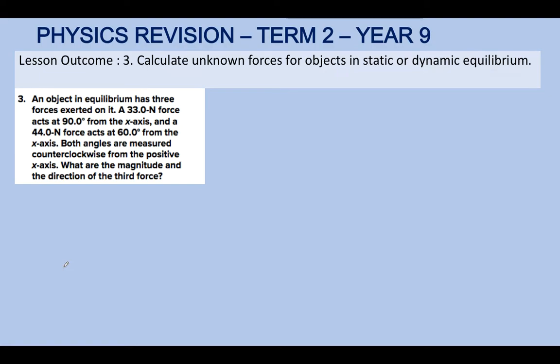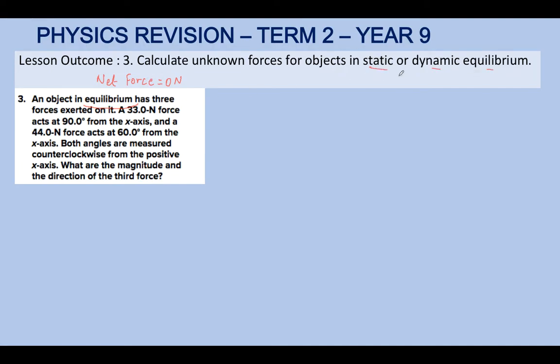All right, question number 3. It's based on objects that are in equilibrium, right? What do you mean by equilibrium? The net force will be zero, right? So it says here equilibrium, so net force is zero. The objective is to calculate unknown forces for objects that are in static or dynamic equilibrium.